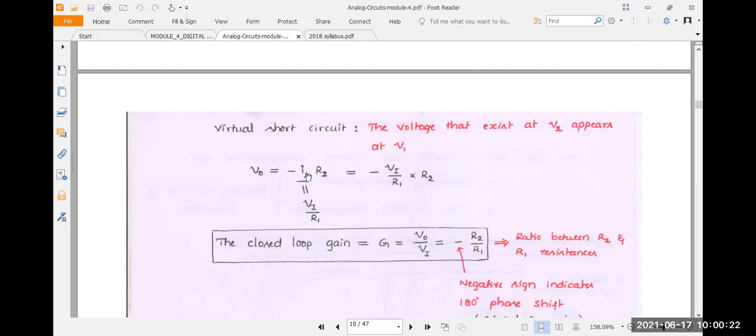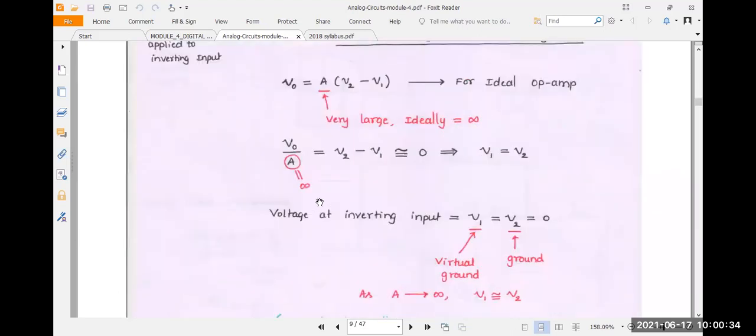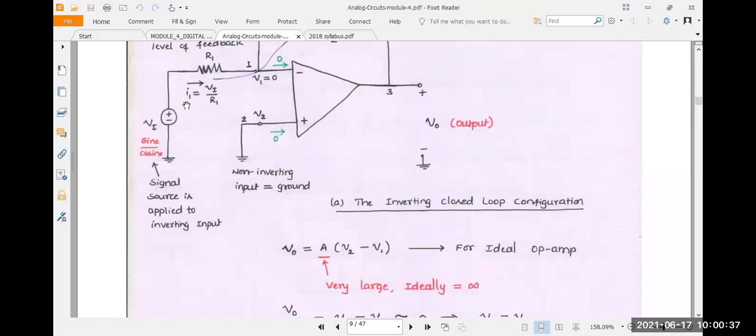Again, we can write one more equation for I1 according to Ohm's law. What is I1 here? It is the current across the R1 resistance. According to Ohm's law, I1 is equal to VI divided by R1. VI means the source voltage, the AC voltage, divided by the input resistance, the limiting resistance here. So I is equal to VI divided by R1.